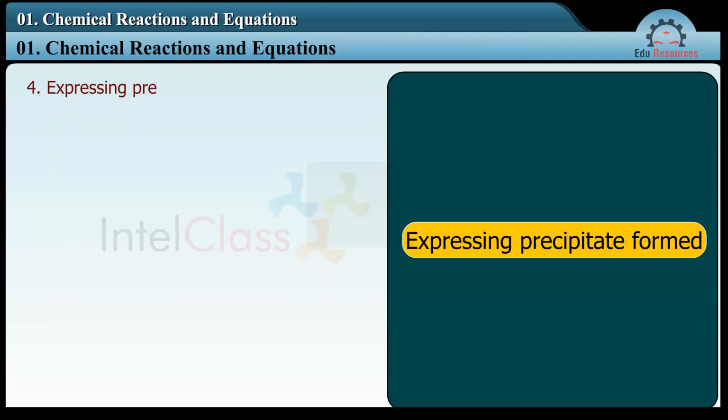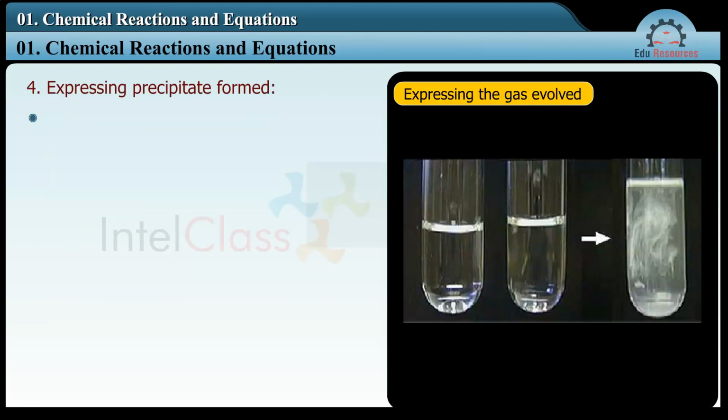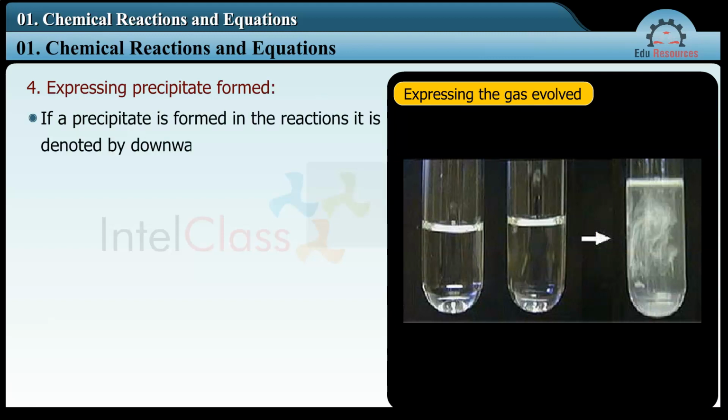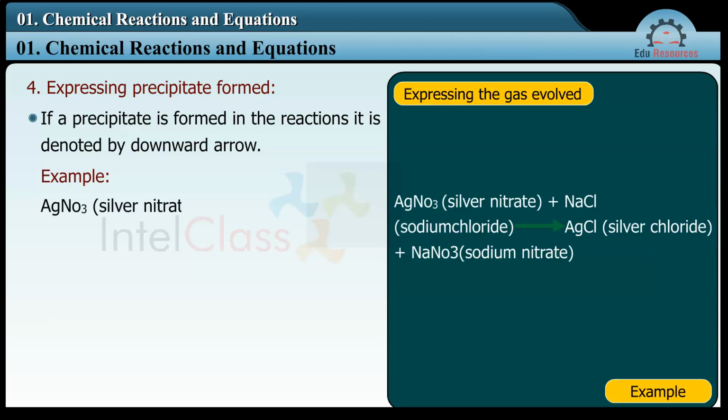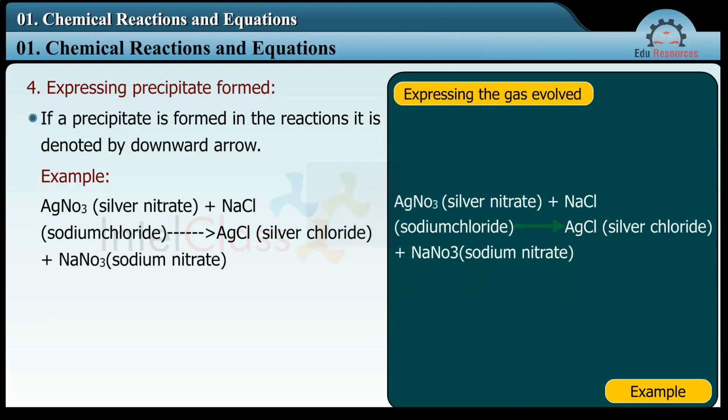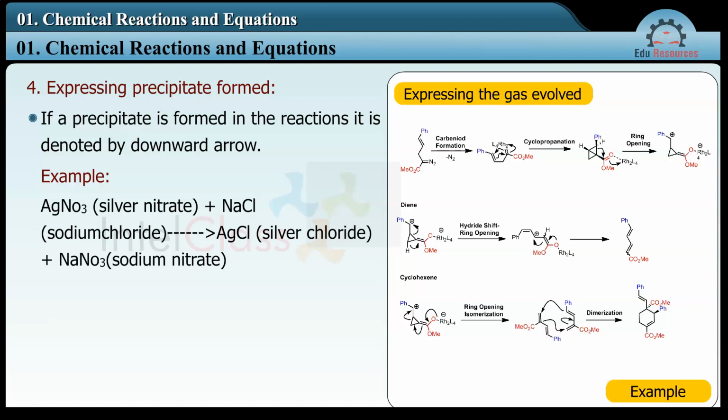4. Expressing precipitate form. If a precipitate is formed in the reaction, it is denoted by a downward arrow. Example: AgNO3 + NaCl gives rise to AgCl↓ + NaNO3, which is silver nitrate plus sodium chloride gives rise to silver chloride plus sodium nitrate.